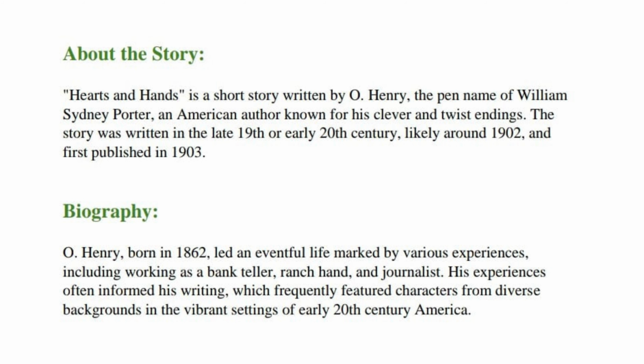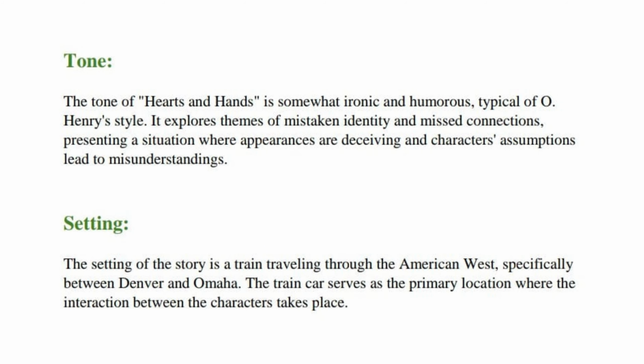20th century America. Tone. The tone of Hearts and Hands is somewhat ironic and humorous, typical of O. Henry's style. It explores themes of mistaken identity and missed connections, presenting a situation where appearances are deceiving and characters' assumptions lead to misunderstandings. Setting. The setting of the story is a train traveling through the American West, specifically between Denver and Omaha. The train car serves as the primary location where the interaction between the characters takes place.